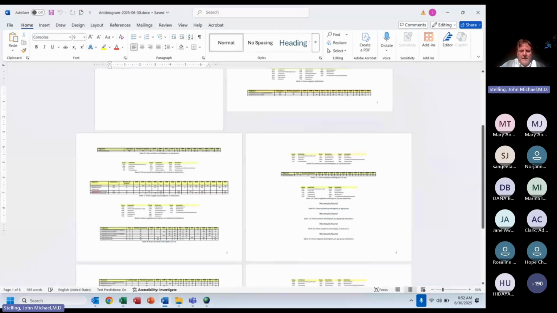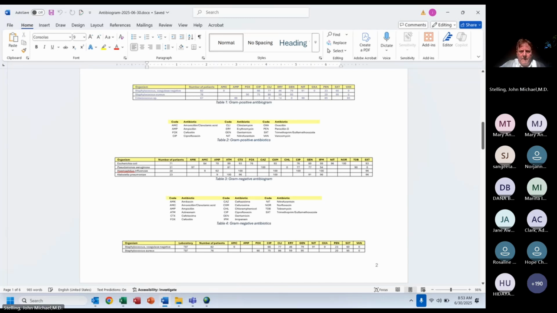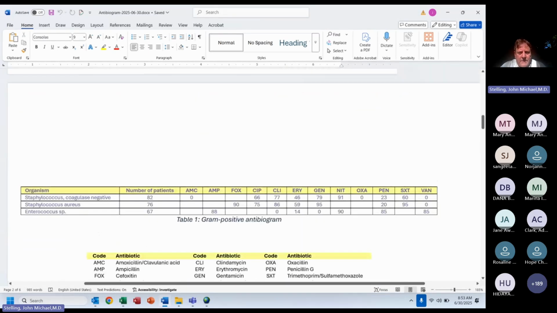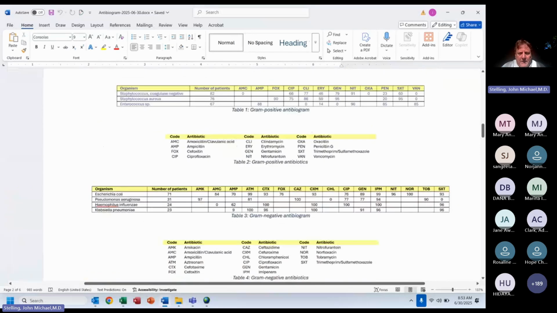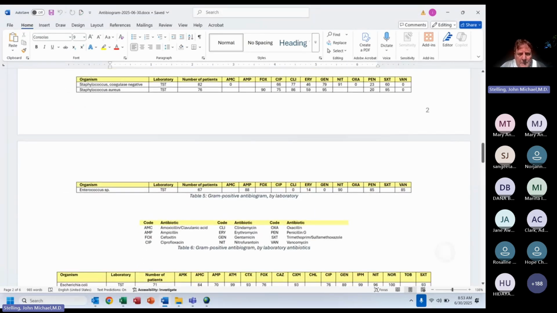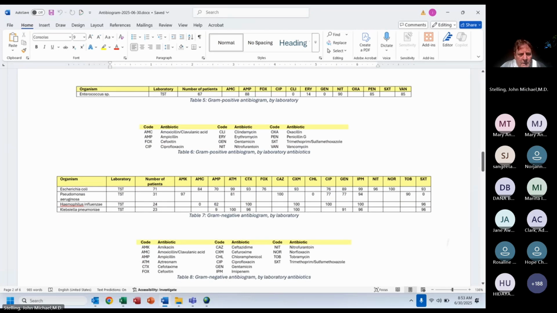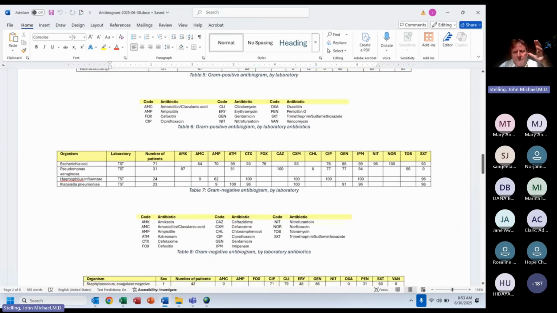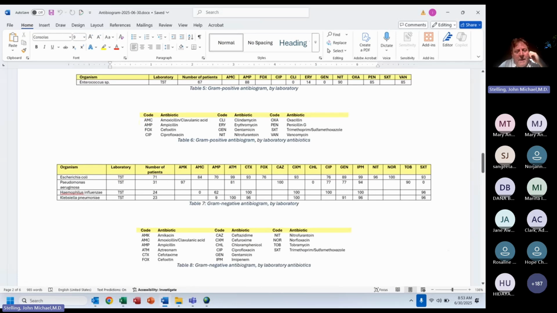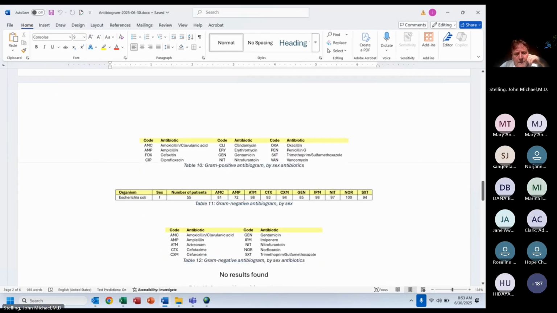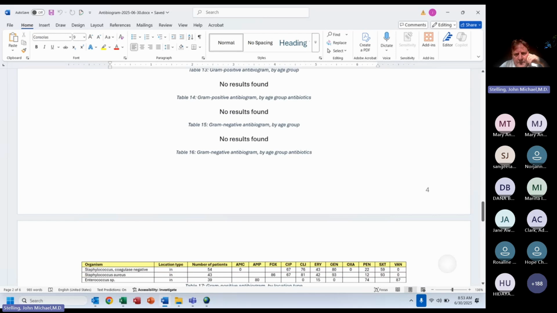Okay, good, and I'll start at the top. So number 1, this is table 1, traditional gram positive. Table 2, traditional gram negative. Number 3 is by laboratory. Number 4 is gram positive. Number 4, well, I won't say number because I'm not looking at the numbers. By laboratory, by male and female, by age group, if you have that information.